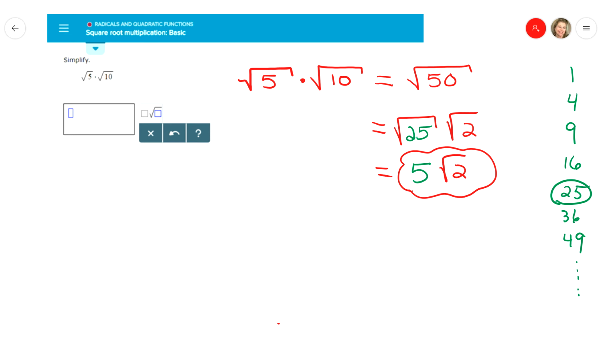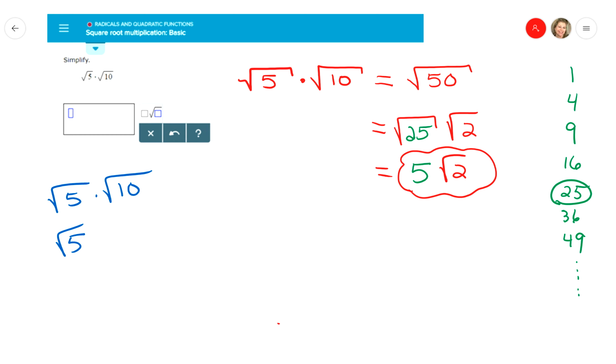Now that's just one way to do it. Another way to do it is to break down the 10. 5 is a prime number. I can't break down the 5. That's just the square root of 5. I suppose you could write the square root of 5 times the square root of 1, but the square root of 1 is just 1, and 1 times the square root of 5 is still the square root of 5. So I'm not getting anywhere with that. If it's a prime number, just leave it alone.